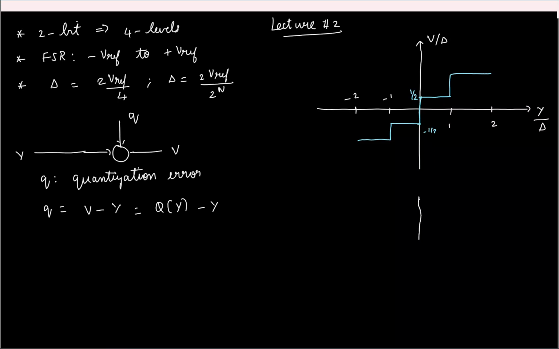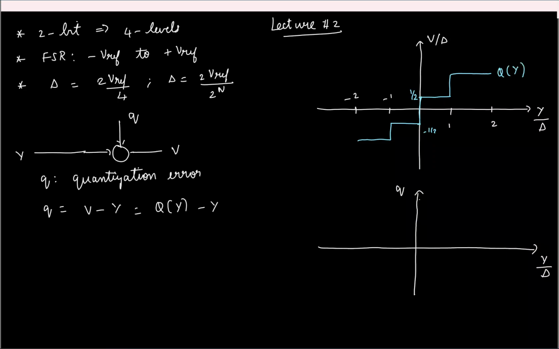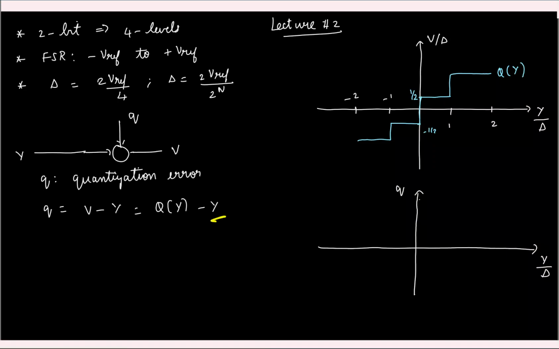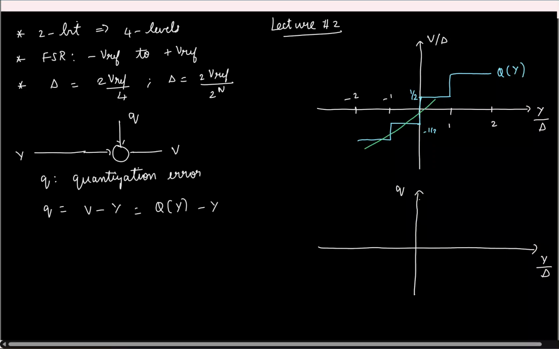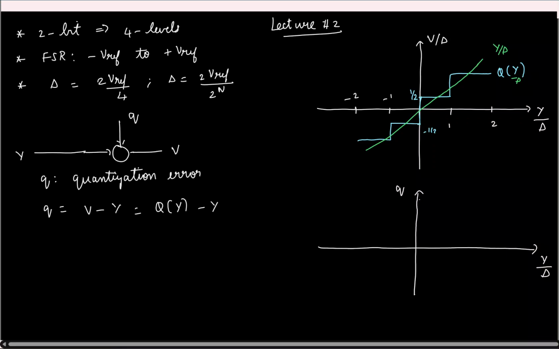So I'll sketch the quantization error here. So again, this is q, this is y by delta. And this is already the quantized version of the input. So I'll also draw a straight line so that this portion is there. Draw a straight line like this. Okay, so this is basically y, or I mean everything is normalized, so it's basically y by delta. I'm not being very strict in this. So okay, if I subtract these two, what do I get?